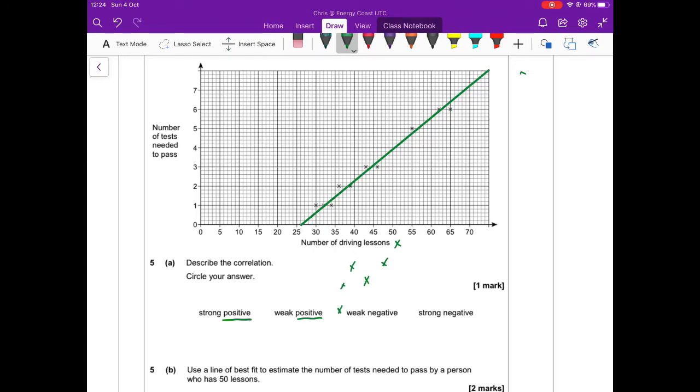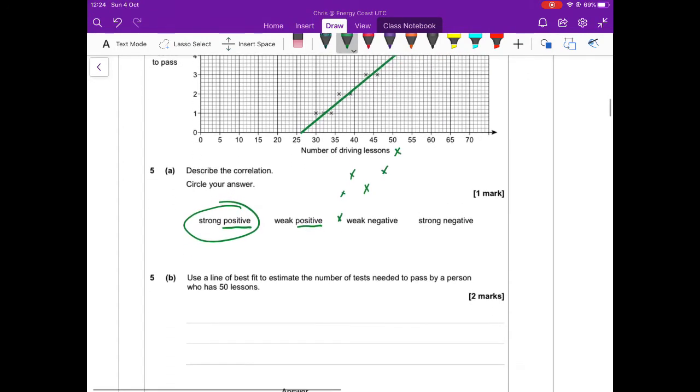Those dots are roughly going up from bottom left to top right, but they're in a really nice, rigid line, so it's a strong positive correlation, and that's what I want with that. Use the line of best fit to estimate the number of tests needed to pass by a person who has 50 lessons. Now, annoyingly, my ruler isn't working properly on this.